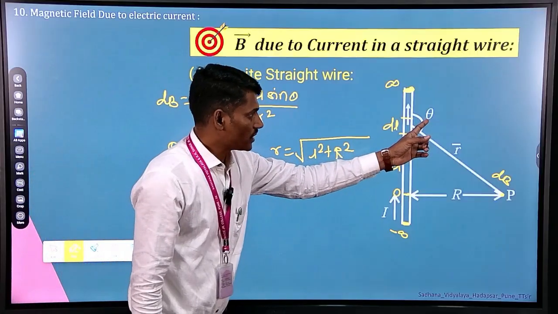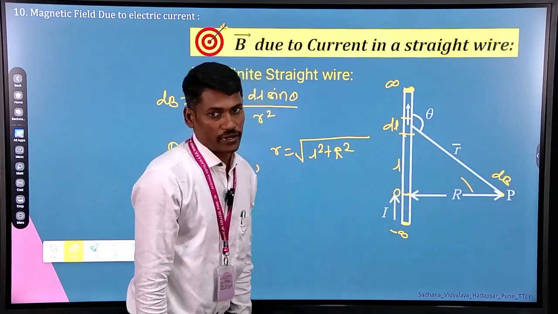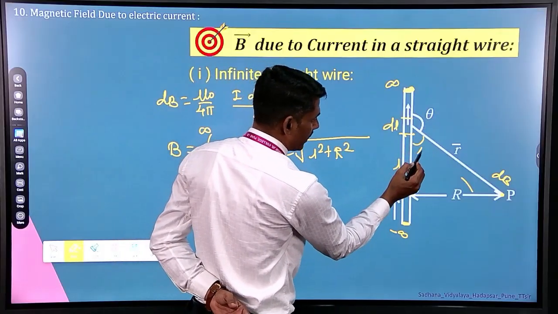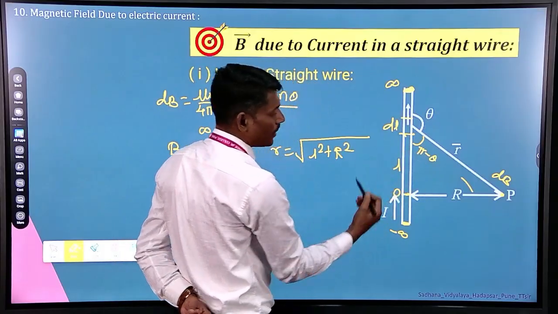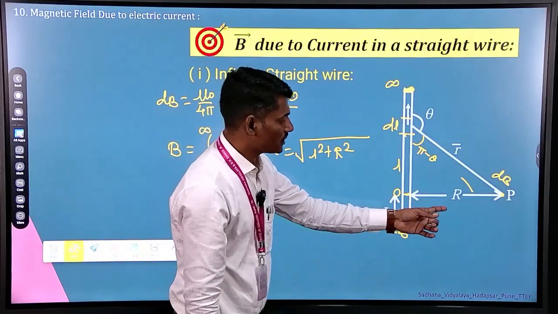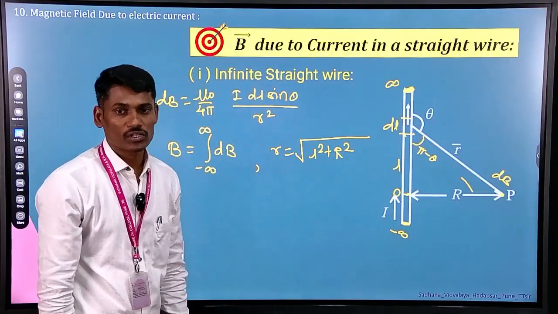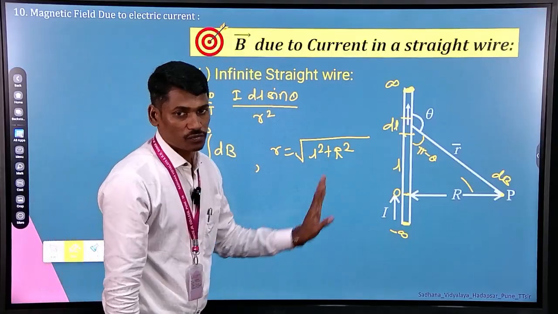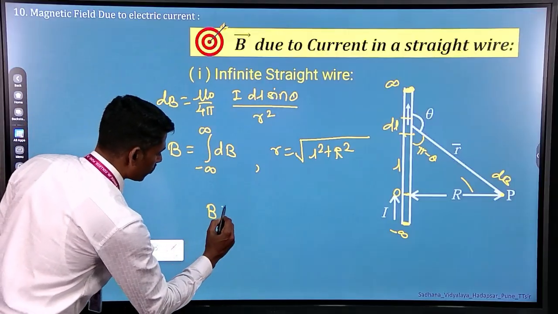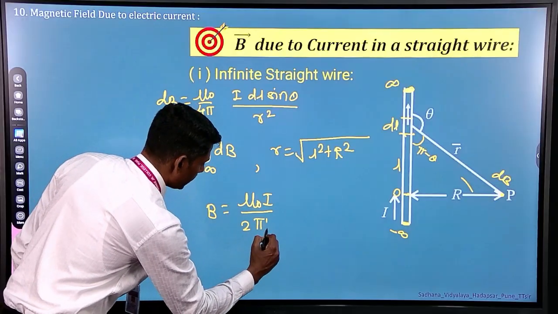Here theta is the angle between the direction of small element and line joining the point. Here this angle is theta, therefore this angle is pi minus theta, and here we know that sin of pi minus theta is equal to sin theta, and here we get sin theta is equal to R upon small r, that means capital R upon small r. Now by using all this mathematics and we solve this formula, we get B is equal to mu 0 I upon 2 pi r, right.